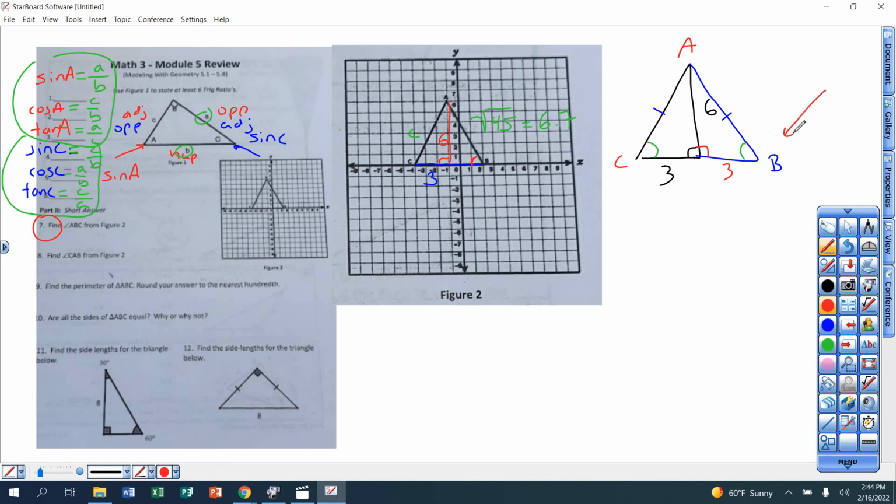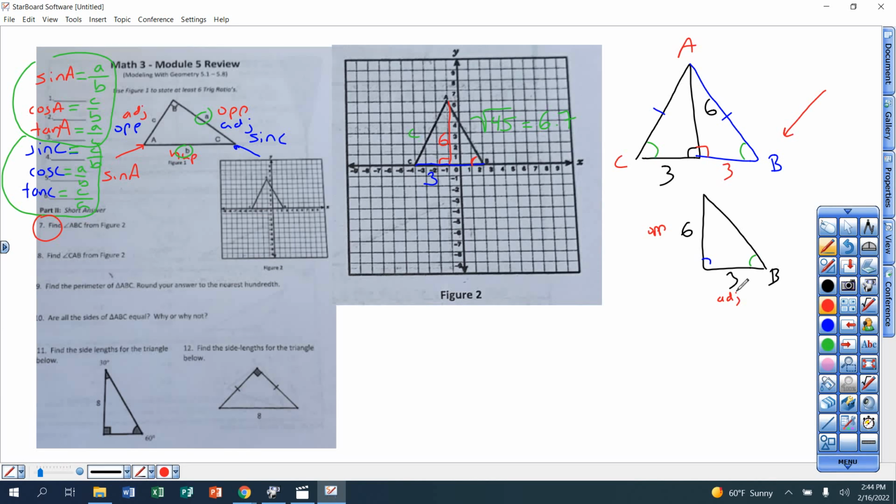All right, so for this triangle here, I broke it up. I know this is 3. I know this is 6. I'm trying to find this angle right here. So what can I use? What trig formula can I use? For this part of the triangle, I don't have the hypotenuse, but I have the opposite side given, and I have the adjacent side given. So what trig formula has opposite and adjacent? Tangent, right? You see that?